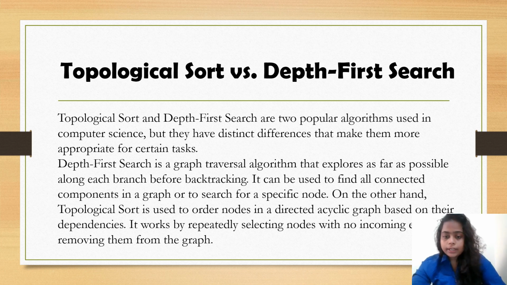It can be used to find all connected components in a graph or to search for a specific node. On the other hand, topological sort is used to order nodes in a directed acyclic graph based on their dependencies. It works by repeatedly selecting nodes with no incoming edges and removing them from the graph.